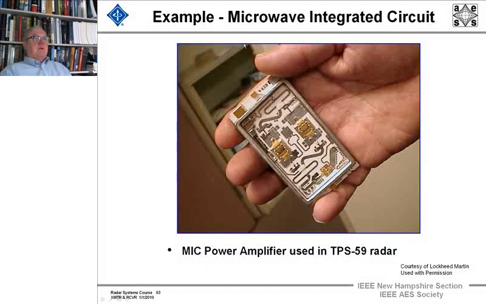Now, here's an example of a microwave integrated circuit, and it's the power amplifier that's used in the TPS-59. You can see it relative to the engineer's hand that's holding it. And you can see the strip line technology connecting the different componentry. It's hard to see what level of integration the transistors or resistors are at.